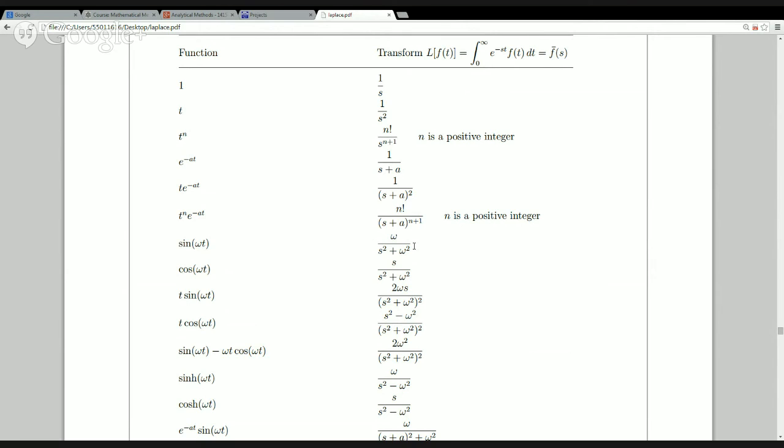So this question was find x of t given that the Laplace transform of x of t is 3s minus 1 over s squared plus 6s plus 13.